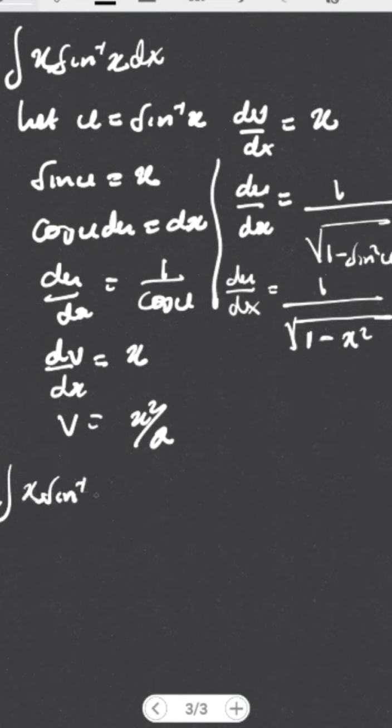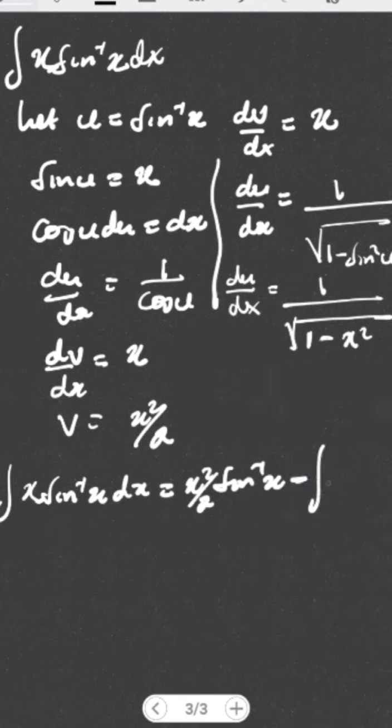So the integral of x sine inverse of x dx would be equal to uv, which in this case would be x squared out of 2 sine inverse of x, minus the integral of, in this case I'm looking for my v, x squared out of 2, multiplied by 1 all over the root of 1 minus x squared, dx.